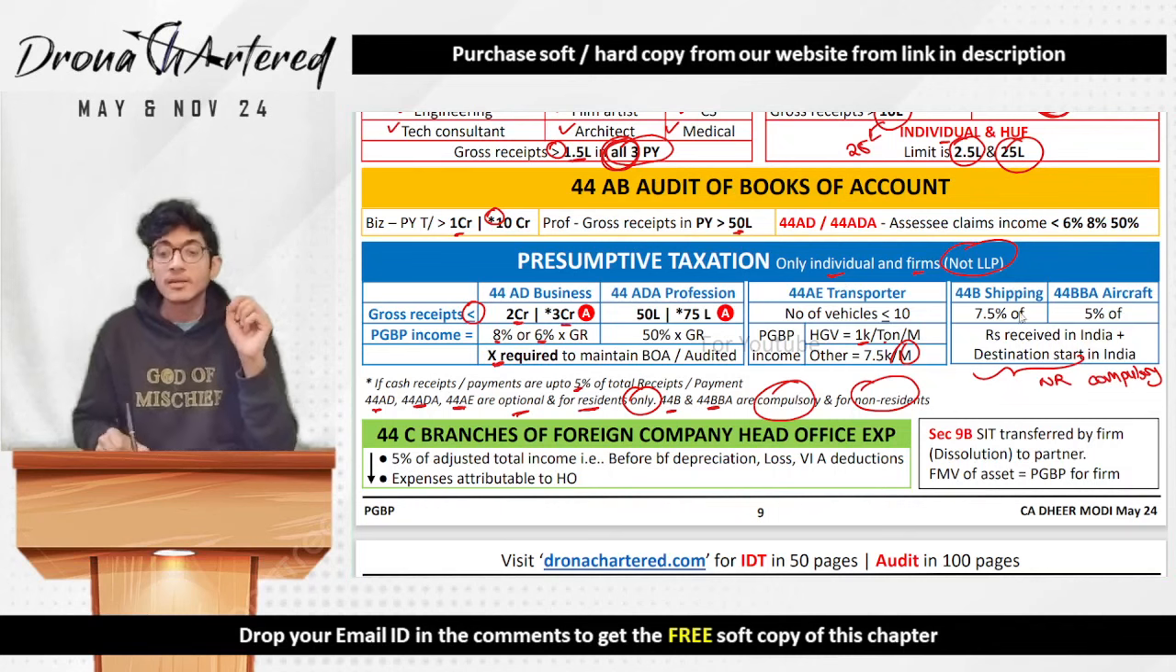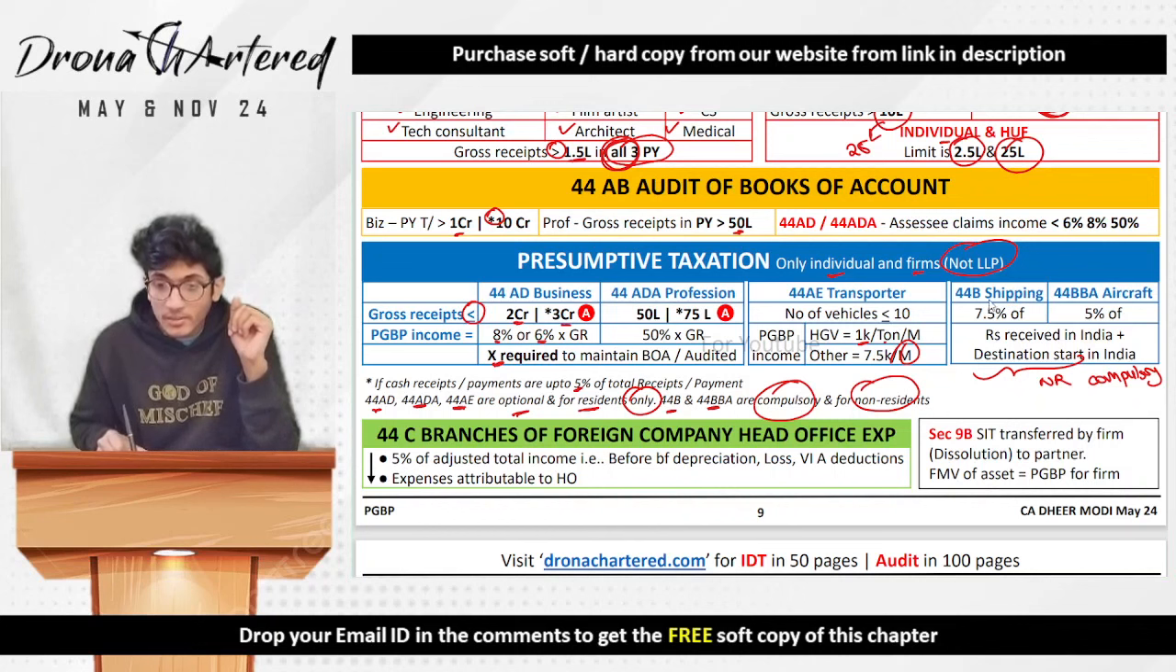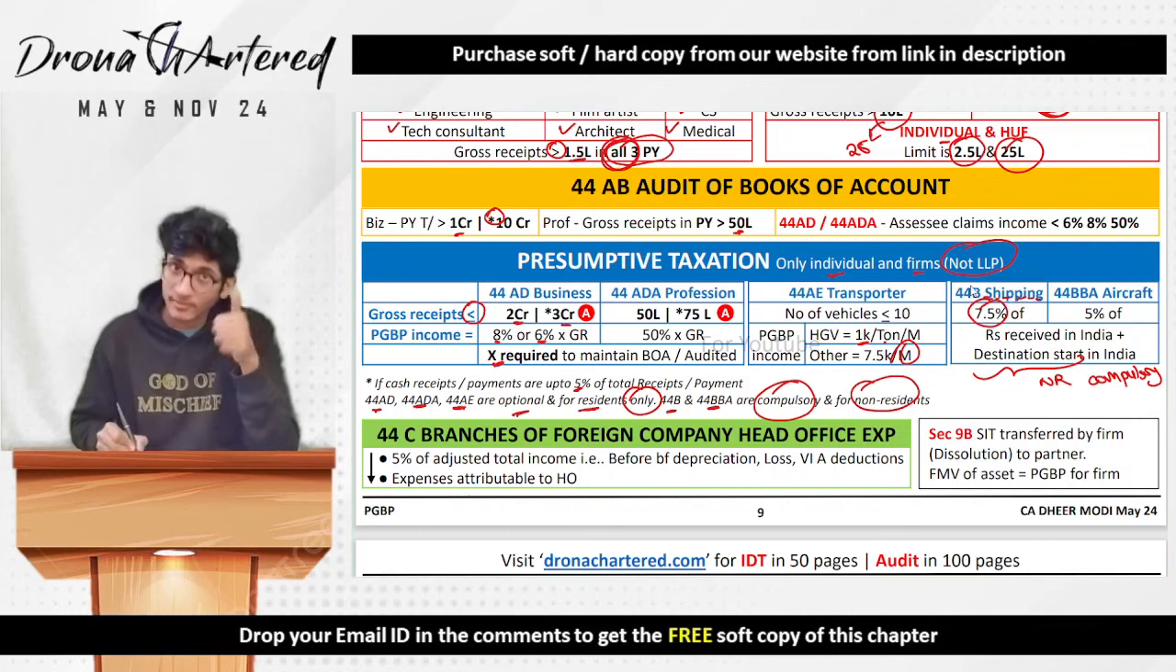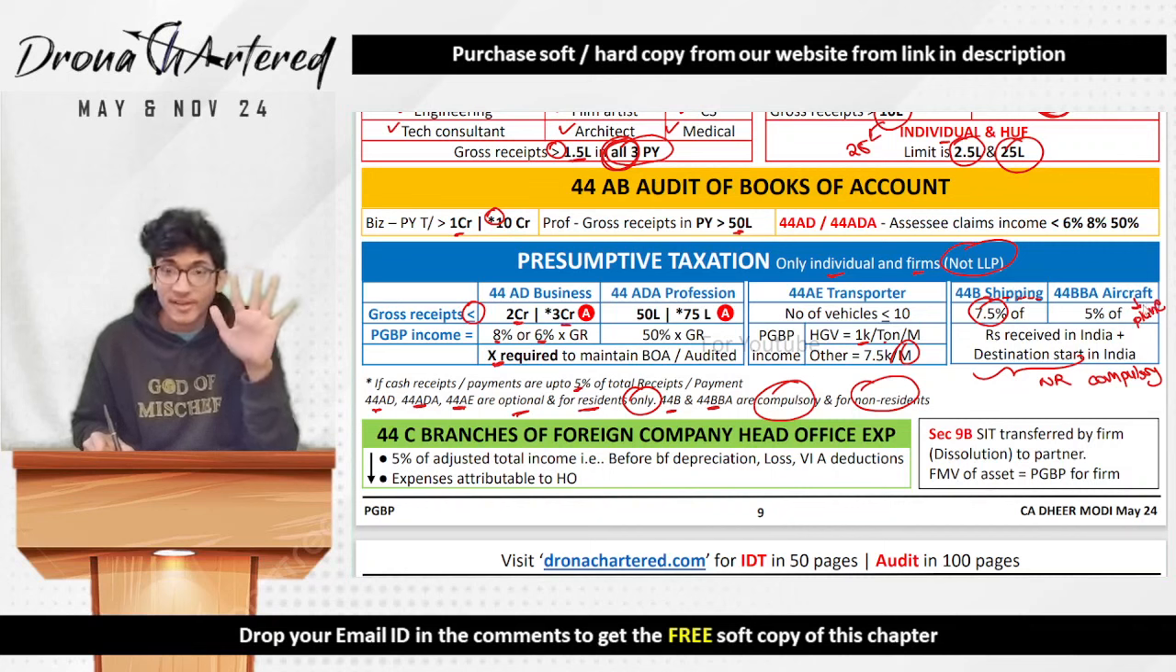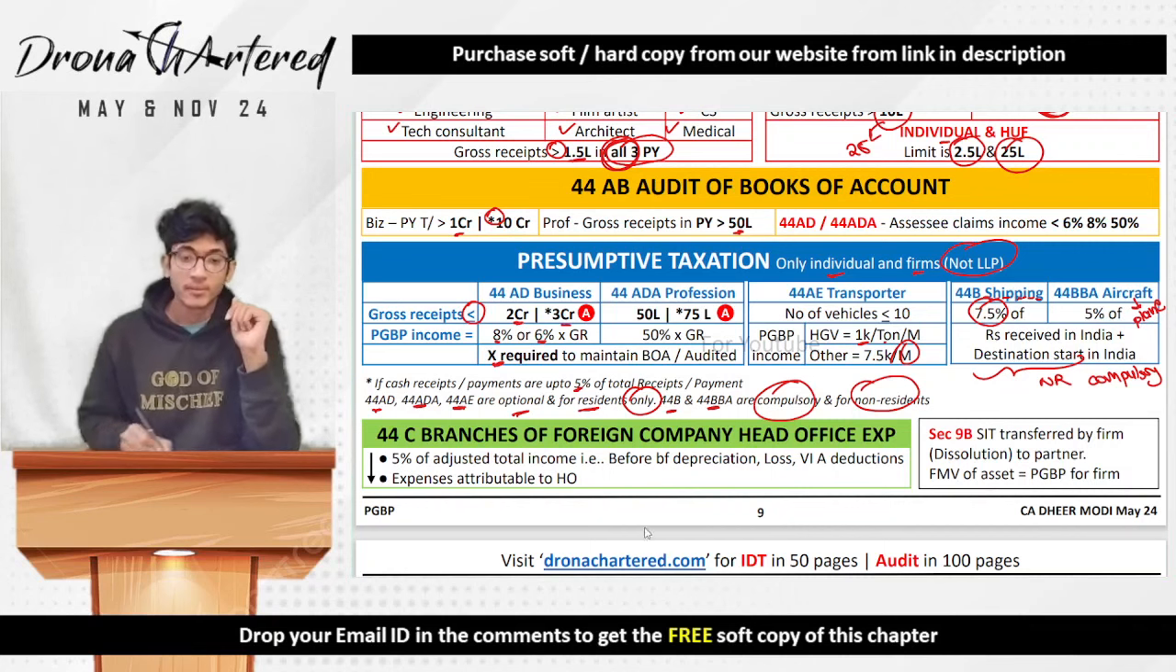44B talks about shipping, that is 7.5% of the amount that you have received in India, plus the amount where the journey starts in India. And for aircraft, it is 5%. So how do you remember this? Shipping: SHIP, 4 letters, PING, 8 letters. So about 7.5% will be the rate. And aircraft is nothing but plane. So it is PLANE, that is your 5%. So 5% will be for aircraft.